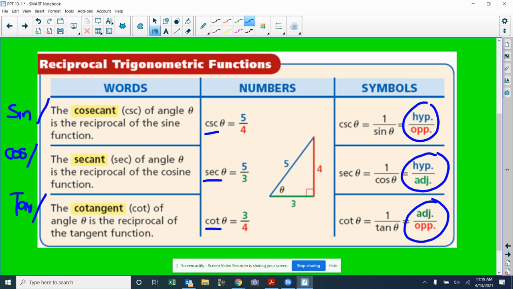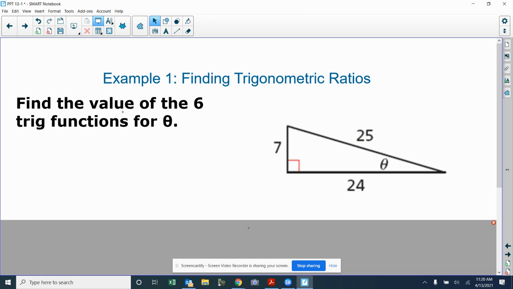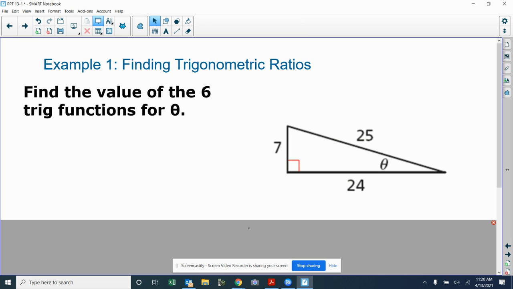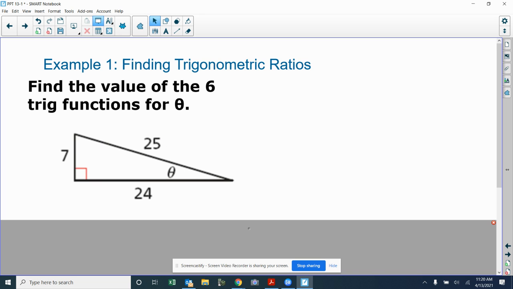This PDF is up online, and there will be a video up there shortly too. Does everybody feel okay about that? You ready to try one? Okay, here we go. We're going to find the 6 trig values of this guy right here. Look at it.